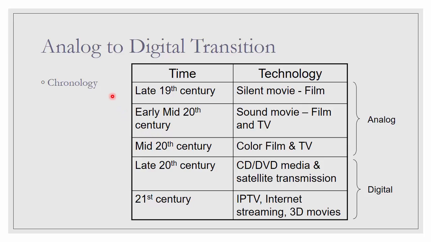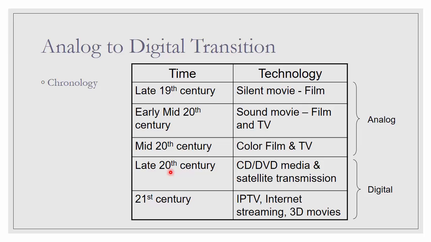And then let us look at how we have changed from analog to digital. The transition. In the late 19th century was the silent movie. In the early middle of the 20th century, we started with sound movies in film and TV form. And then somewhere in the middle of the 20th century, we saw color film and television. And until the mid 20th century, the format of video was still in analog form.